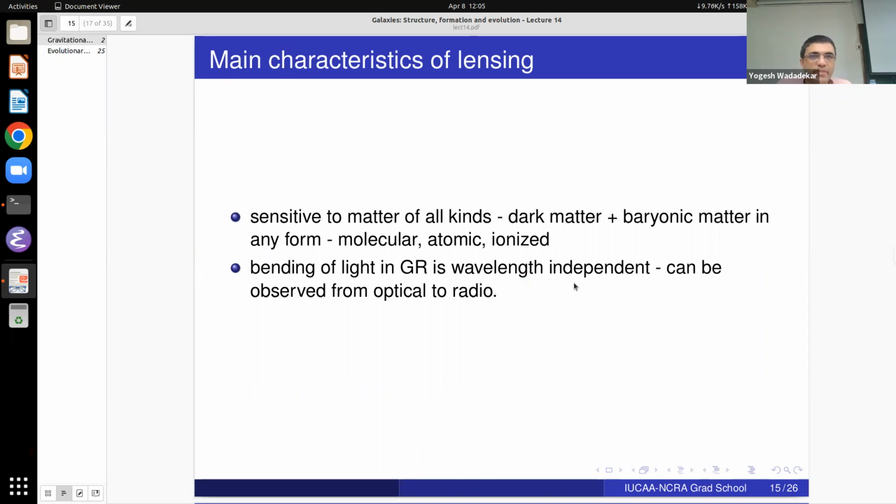So the main characteristic of lensing, of course, is that it's sensitive to all matter, dark matter plus baryonic matter. It doesn't matter what form the baryonic matter is in, it will get lensed.